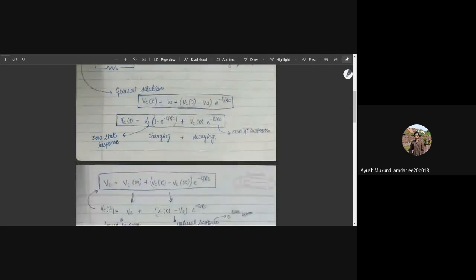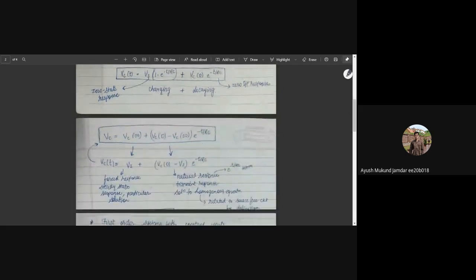And on once again rearranging these terms, we get Vc of t is Vs plus (Vc of 0 minus Vs) times exponential minus t by RC. Again, we have a terminology to describe this equation. That is, this Vs is the forced response, the steady state response, the particular solution of the differential equation. Forced response because it was forced by the voltage source of the circuit. Steady state response because it is what remains after an infinite time, that is when the second term dies out. And the particular solution.